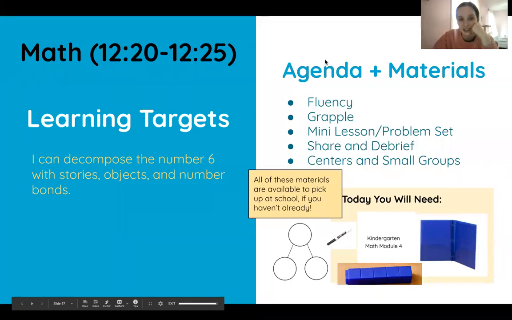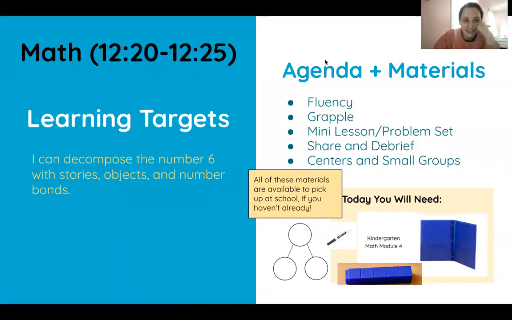Hi, kindergarten. Our learning target today says I can decompose the number 6 with stories, objects, and number bonds. So, we've already been working on decomposing. We're going to continue working on that. That means we're going to be taking apart the number 6, and we're going to do it with our objects and with our number bonds.